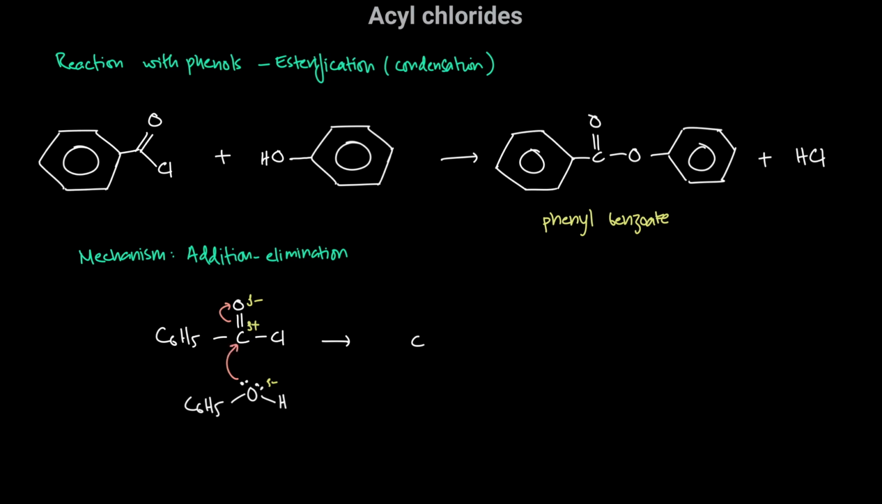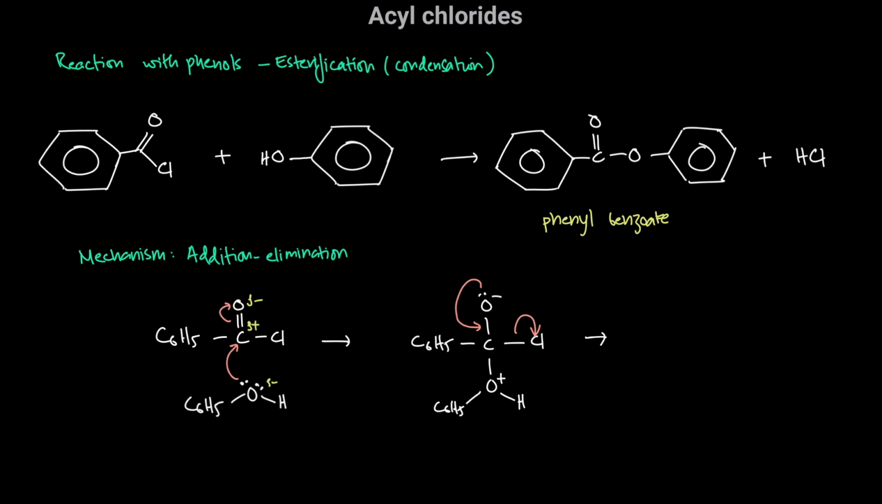So we have C6H5, we have a CO. This oxygen now has an extra lone pair with a negative charge. We have this oxygen that's bonded to a C6H5 and an H. This oxygen has a positive charge, and then we have the Cl. Next, the pi bond reforms and the chloride over here leaves. So this is known as the elimination stage. We have addition in the first stage and then elimination.